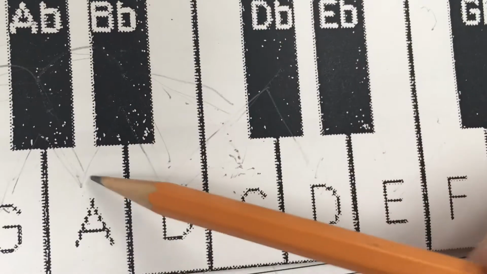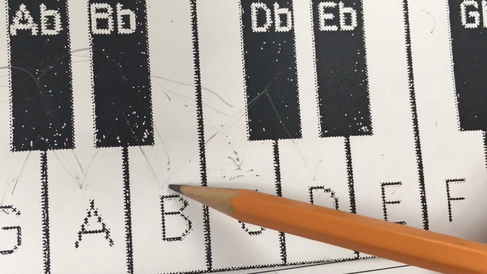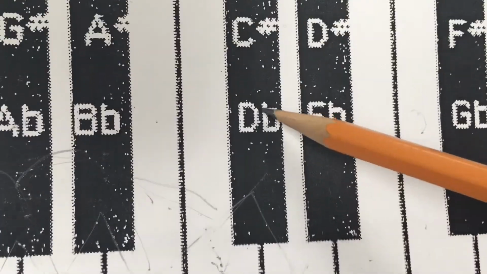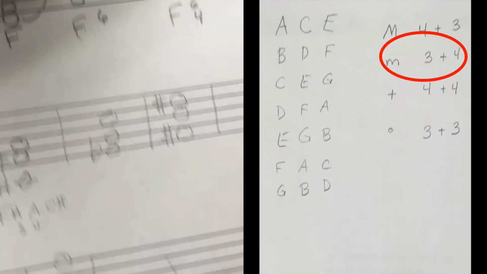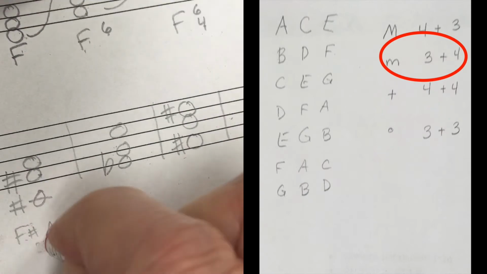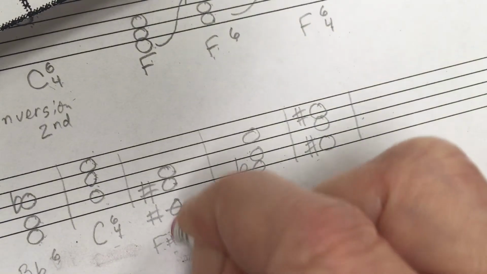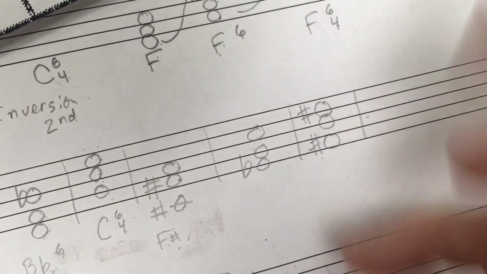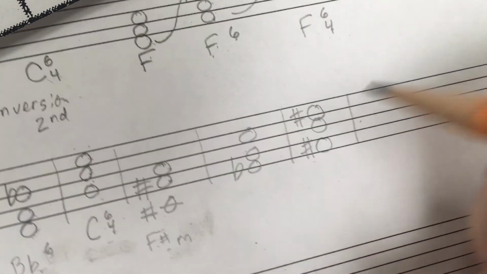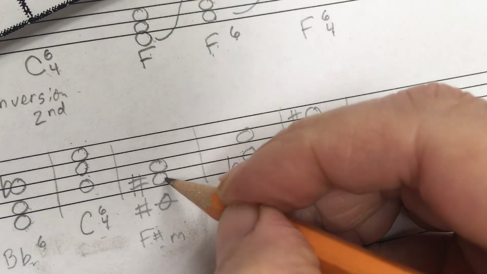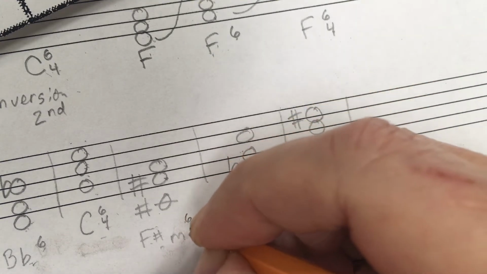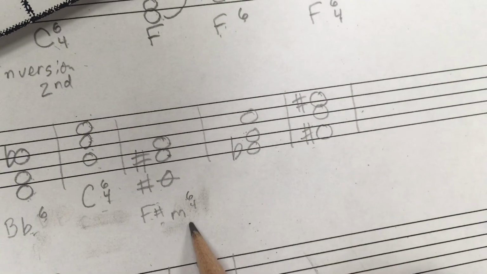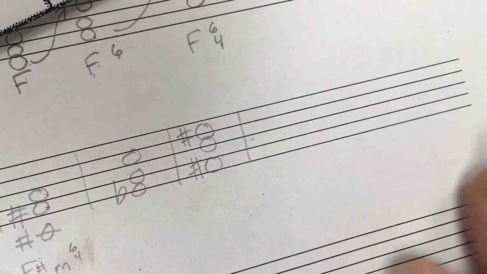Okay, the distance between the third and the fifth. A and C sharp. Okay? 1, 2, 3, 4. 3 plus 4. That is our formula for a minor chord. So it's an F sharp minor, and the root is in the middle, so therefore this is in second inversion as well. So we have F sharp minor 6/4. Let's do another one.